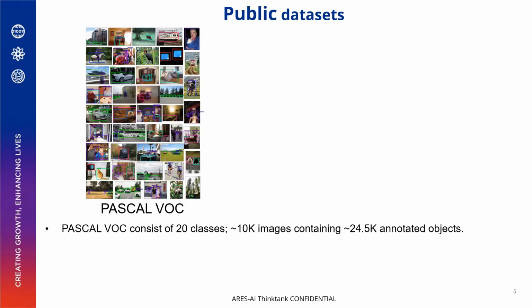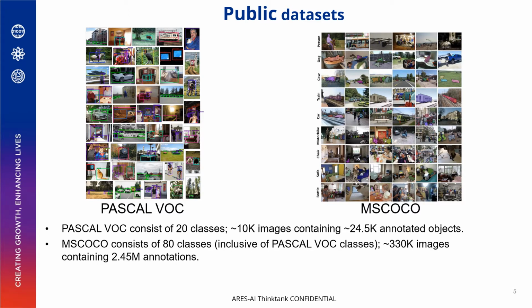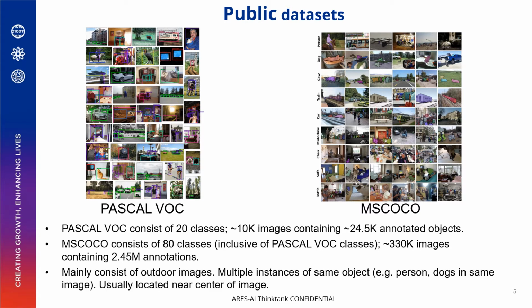So, for public datasets, we use the Pascal VOC dataset, which consists of 20 classes. Overall, this dataset is about 10,000 images containing 24.5 thousand annotated objects. The other dataset that we use is MS COCO, which consists of 80 classes. 20 out of these 80 classes are exactly the same as in the Pascal VOC dataset. And overall, MS COCO consists of 330,000 images containing 2.45 million annotations.